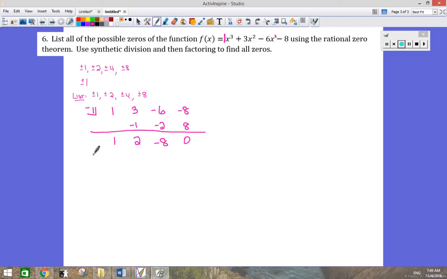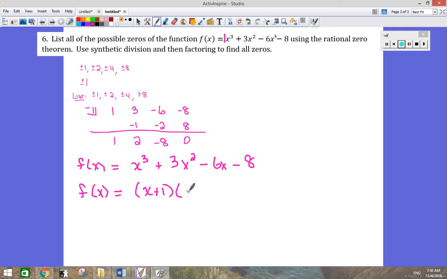So what this tells me now is that for this original third degree polynomial, I didn't have any method to factor it, but now with this rational zero theorem, sometimes it helps us to factor if it has rational zeros. So if x equals -1 is an intercept, a zero of the function, in factored form we write that as x plus 1. And now from the synthetic division, that other factor is 1x squared plus 2x, I'm just using the coefficients, and now minus 8.